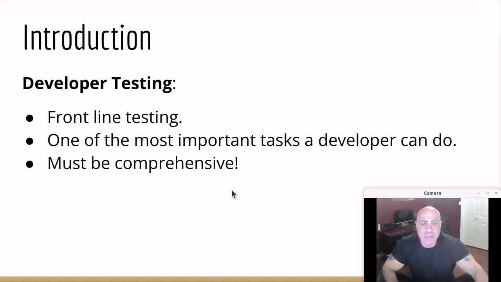This is one of the most important tasks a developer can do. If you can't do this, you can't be a developer. It's as simple as that. It's probably more important than the coding itself. It's better to produce something that has fewer features, but the features are correct, than something with more features where the features don't work. If it doesn't work, it doesn't count. That means your testing must be comprehensive, so what we're looking at is how we guarantee it can be comprehensive.